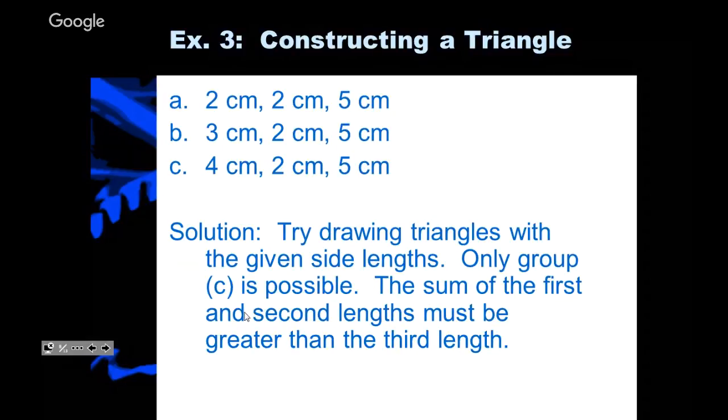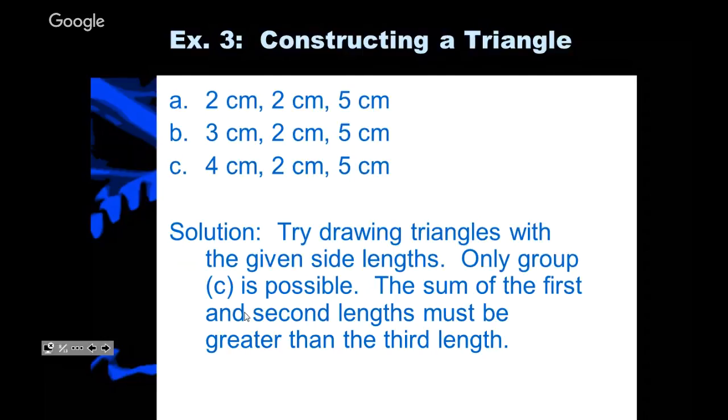Only group C is possible. The sum of the first and second lengths must be greater than the third. So what ends up happening is we have to figure out, when you add up the two shorter sides, it has to be longer than the third side. That's the easiest way to remember this. If the two shorter sides don't add up to be greater than the third side, then it's not a triangle. Don't know what it is. It could just be three segments out in space. It could be one segment on top of another segment, right?